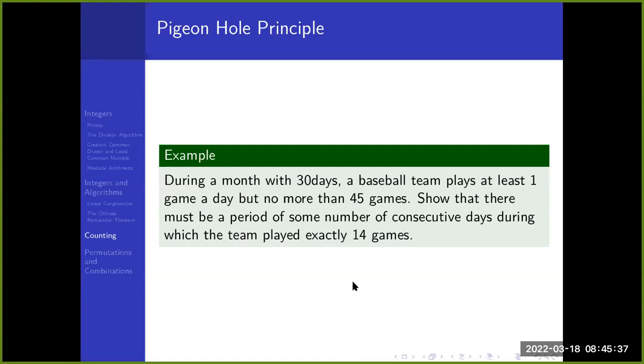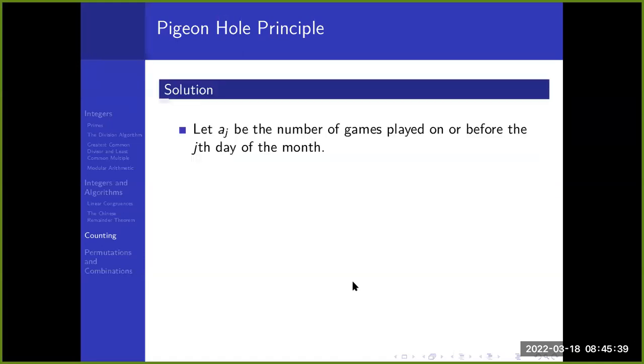So let A_j be the number of games on or before the jth day. For instance, A1 is the games played on day 1, and A2 will be the total number of games played on day 2 and also on day 1, and A3 will be the total number of games played on day 3, day 2 and day 1, like that. So it's the number of games played on or before the jth day of the month.